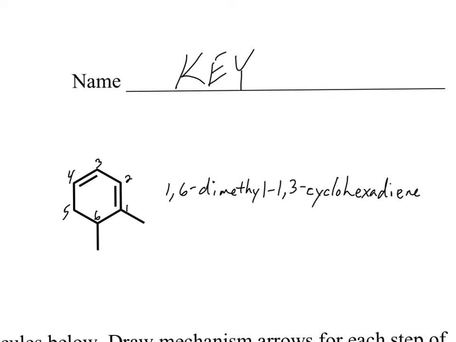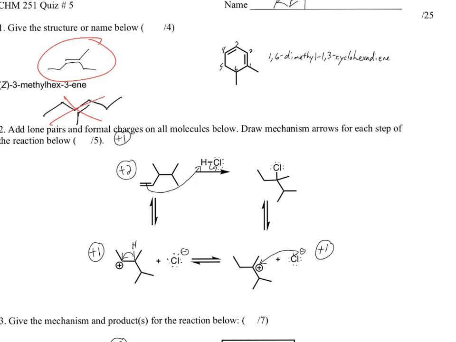So 1, 2, 3, 4, 5, 6. Cyclohexadiene, 1,3, where my pi bonds start. 1,3-cyclohexadiene, because there's 2 of them, ene. And then I have 2 substituents, 2 methyls, so it's a dimethyl. And they're both on carbon 1 and 6, so it's 1,6-dimethyl-1,3-cyclohexadiene.